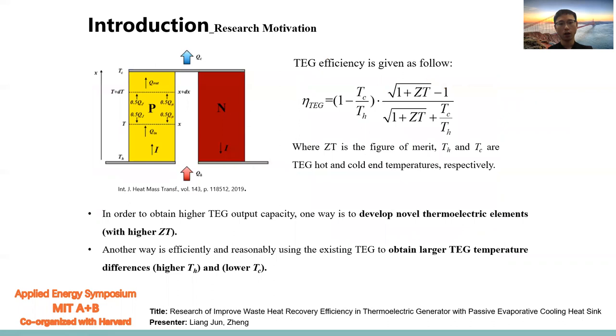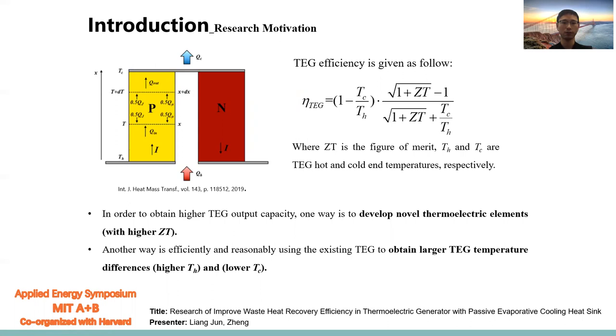The TEG efficiency is given by the following equation, where ZT is the figure of merit, and TH and TC are the TEG hot and cold temperatures, respectively. In order to obtain higher TEG output capacity, one way is to develop novel thermoelectric elements with a higher ZT value. Another way is to efficiently use the TEG to obtain a larger temperature difference, which means a higher TH and lower TC.